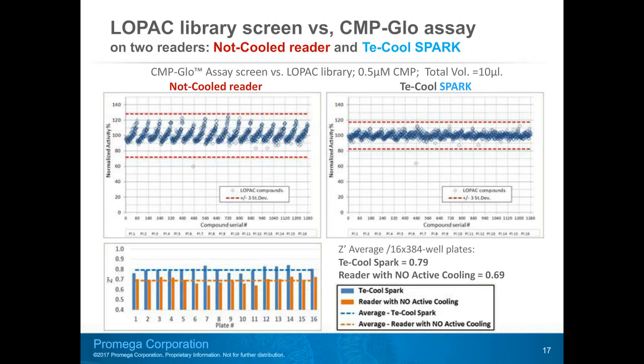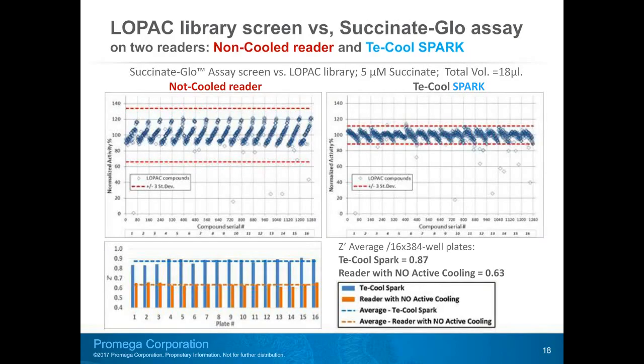The lower bar chart shows Z prime values for each of the 16 plates. Reads on the T-cool instrument are shown as blue bars, and reads on the not cooled reader are shown as brown bars. All blue bars are significantly higher. The average Z prime value for the 16 plates obtained on the T-cool equipped instrument, the blue dash line, is 0.1 units higher compared to the average Z prime value for the not cooled reader, the light brown dash line.